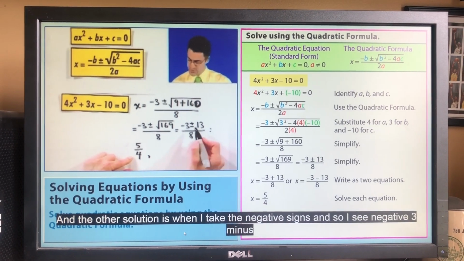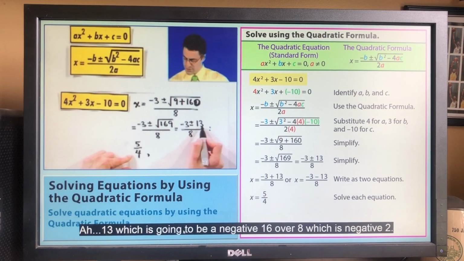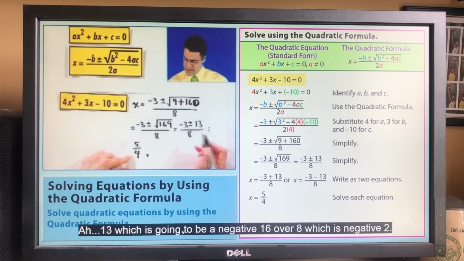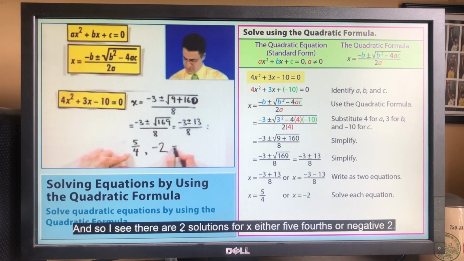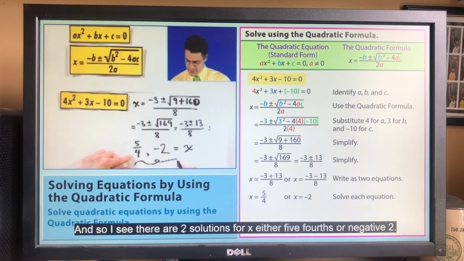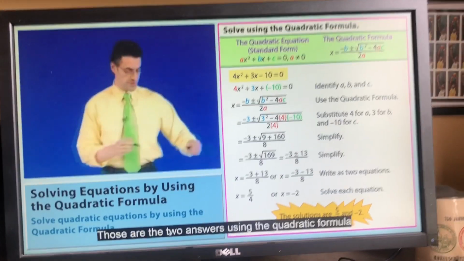And then the other solution is when I take the negative sign, so I see -3 minus 13, which is going to be -16/8, which is -2. And so I see there are two solutions for x, either 5/4 or -2. Those are the two answers using the quadratic formula.